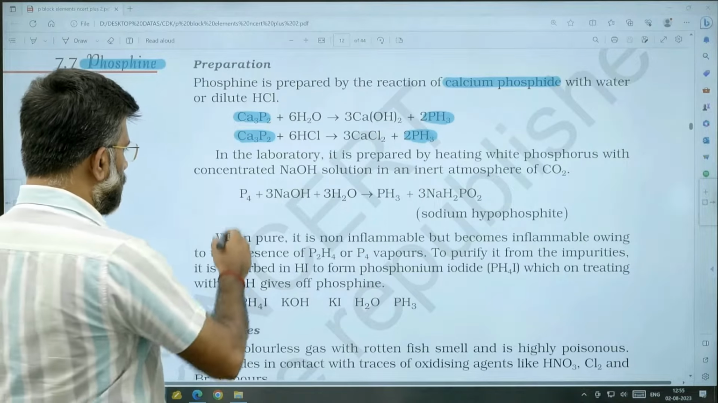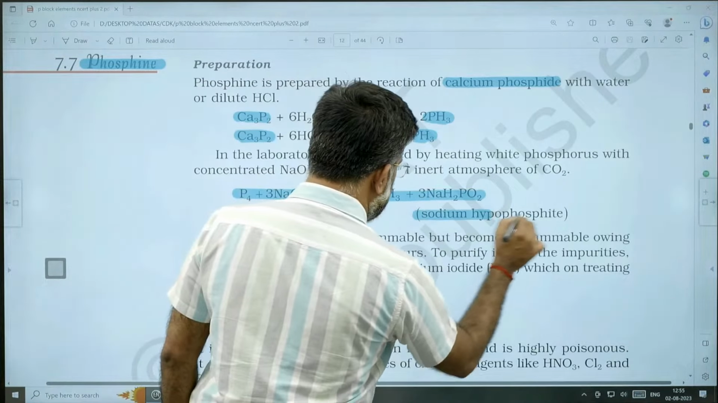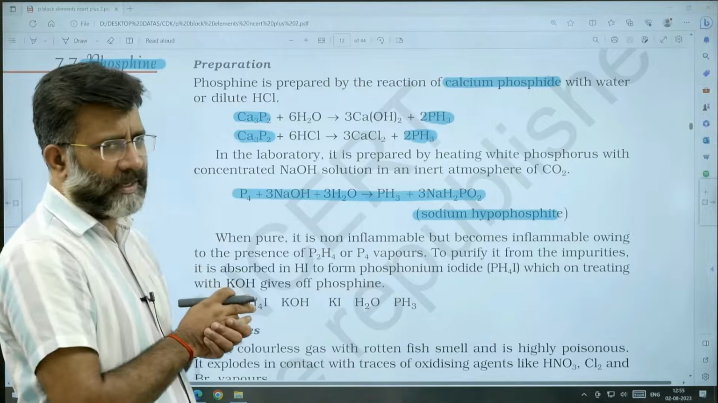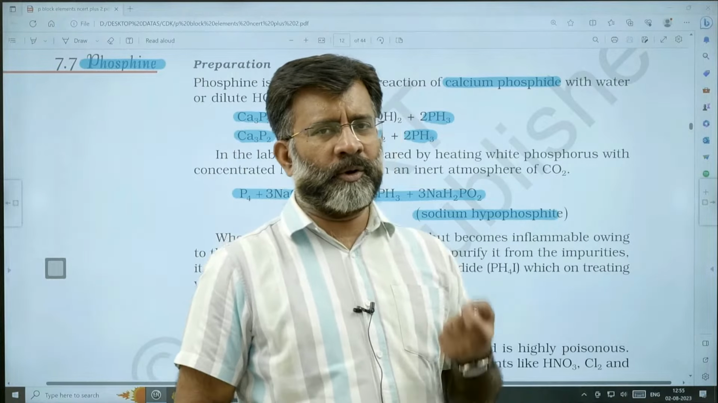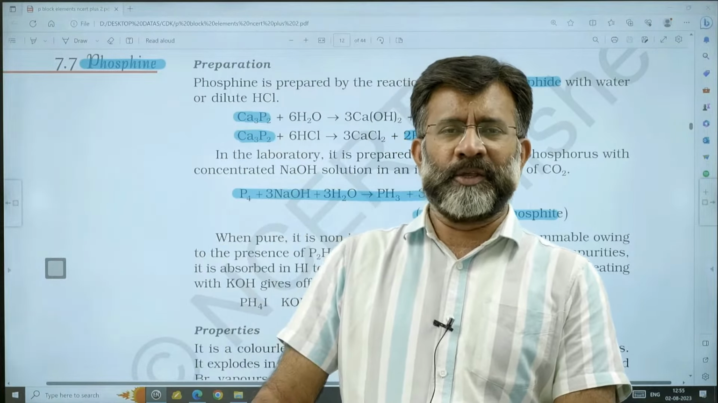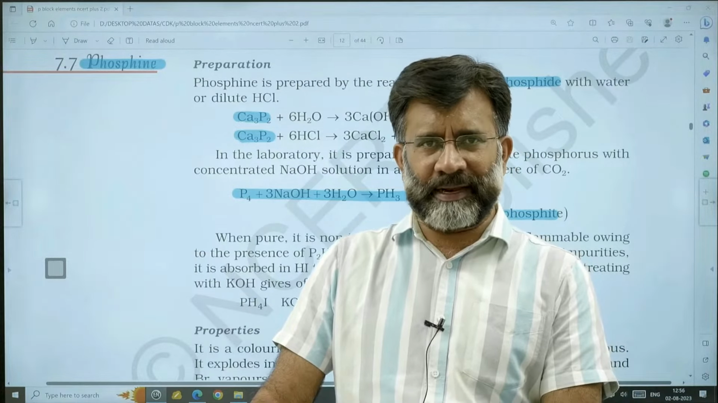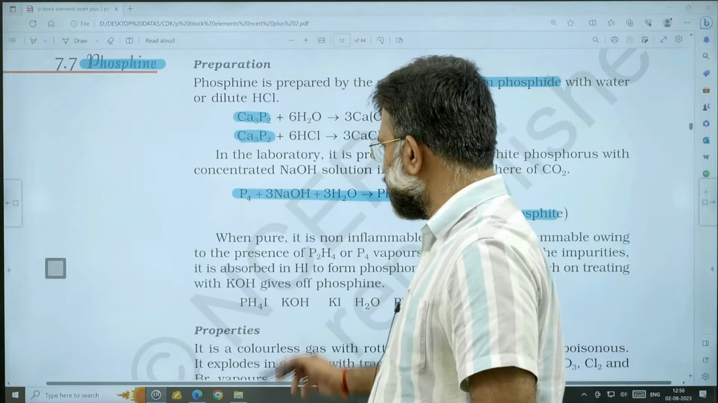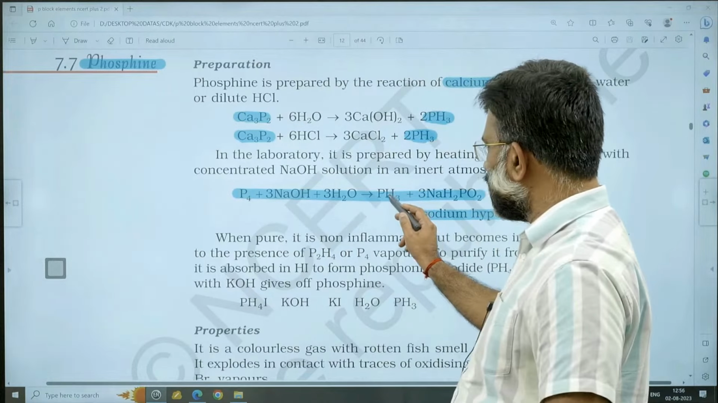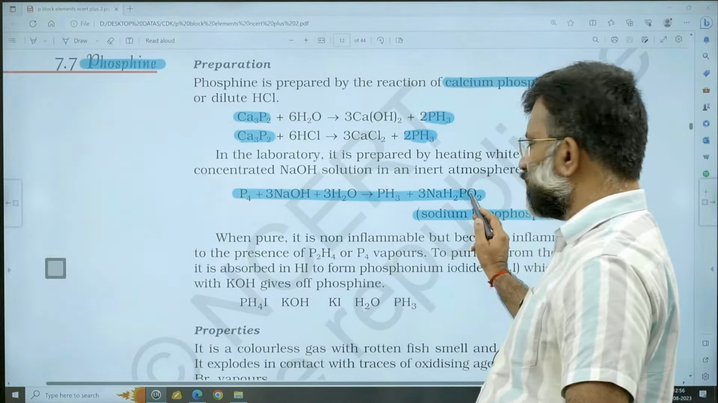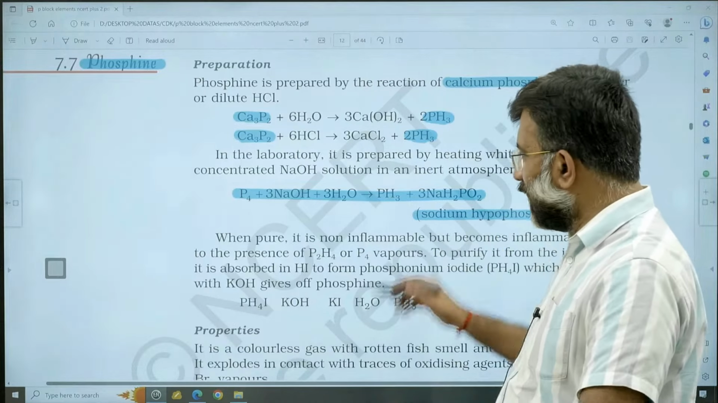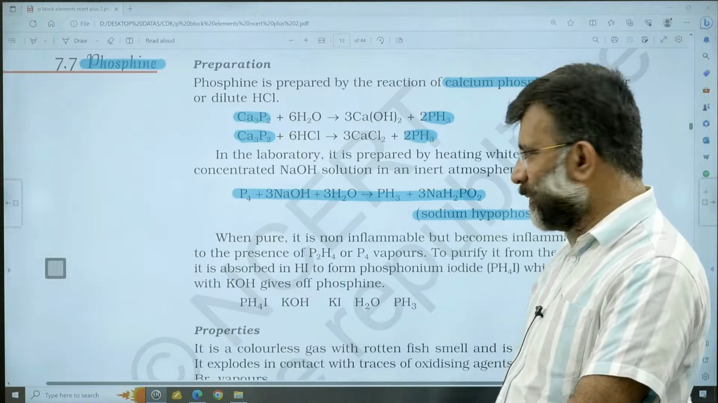Or in the laboratory, you see the importance of the reaction. Just now we have seen the same reaction. White phosphorus undergoes disproportionation. You get phosphine as an important compound in that reaction. White phosphorus undergoing reduction, you get phosphine. Oxidation, you get sodium hydrogen phosphate. Again, the same reaction repeating.